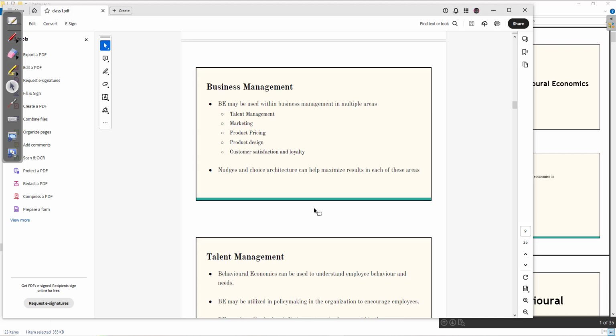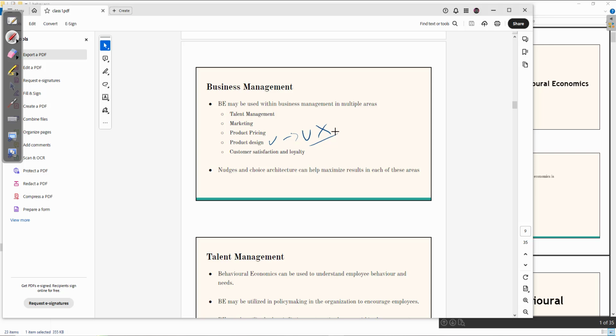Second, one of the other aims of behavioral economics is business management. Behavioral economics may be used within business management in multiple areas: talent management, marketing, product pricing, product design, customer satisfaction. There are a lot of things these days. For product design, for example, UX is very important. UX means how users will experience and interact with the product. So that is very important.